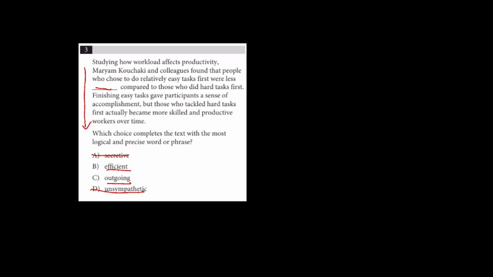Now, you look at the passage, we're looking at productivity. So outgoingness probably doesn't have anything to do with productivity. And when we read this sentence, those who chose to do relatively easy tasks first were less efficient compared to those who do hard tasks first. So that makes the most sense out of these four. We're going to go with B, efficient. All right, moving on to the last one.